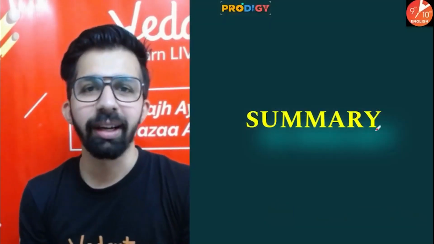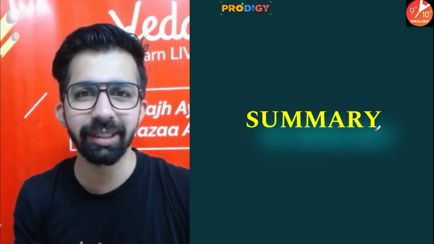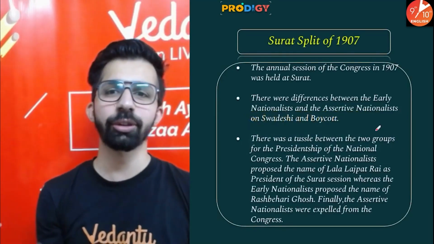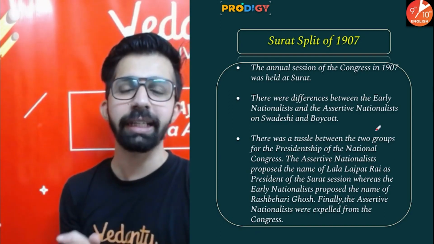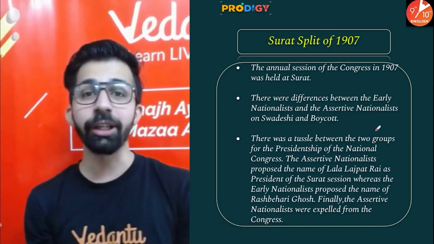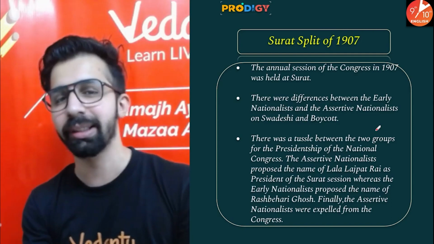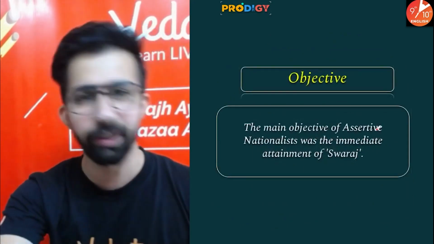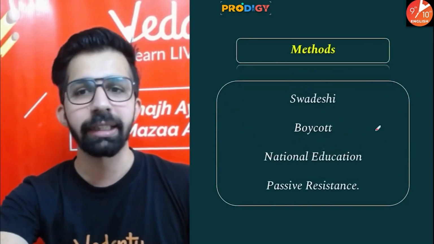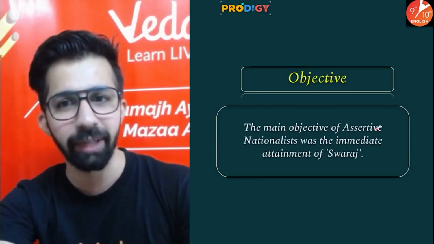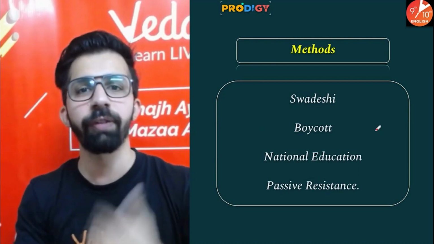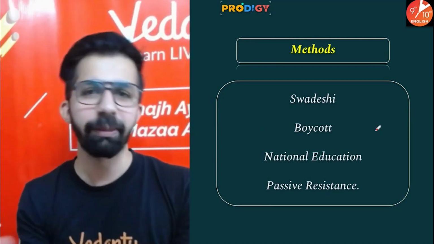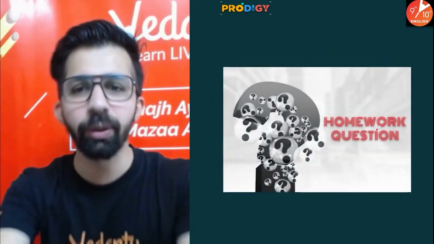Cool, guys. I hope you understood this session till now. In this session, we saw the split of the Indian National Congress in 1907 due to the differences of view between assertive and early nationalists, of which the Britishers took full advantage. And then we saw the objectives of assertive nationalists and their methods of approaching the Britishers, that is Swadeshi, boycott, national education, and passive resistance. I hope guys you understood the session.